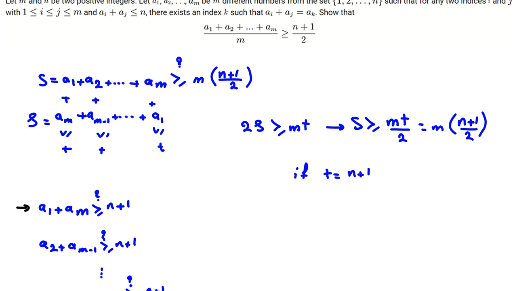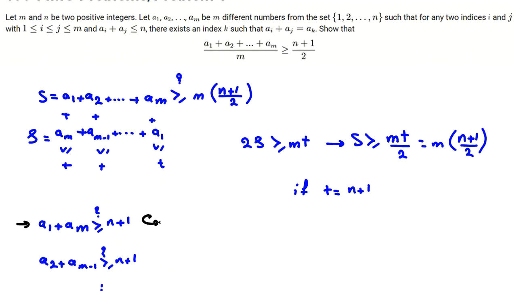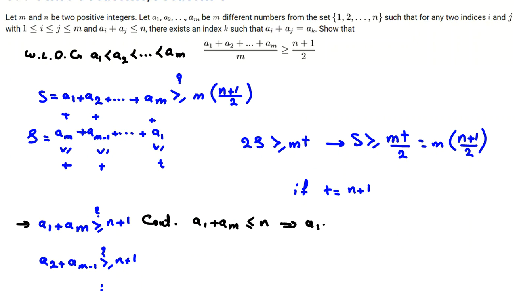So let's try to prove this. I prove it by contradiction. Suppose a1 plus am is at most n. So by assumption of the problem, it is equal to ak. In the beginning, we can say without loss of generality, there are different numbers, so we can consider a1 is strictly less than a2 strictly less than am. Now, a1 plus am is less than or equal to n, so by assumption of the problem, a1 plus am equals ak, for example, something, ak.